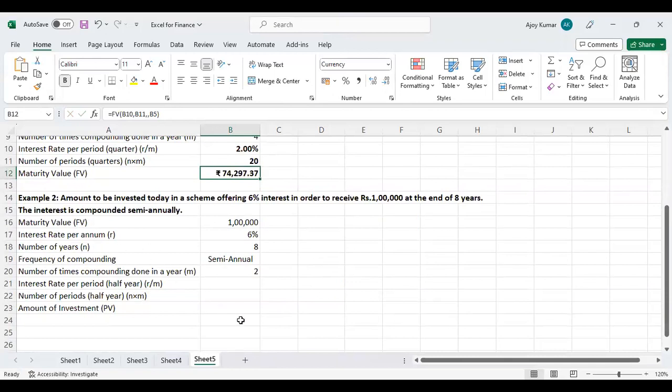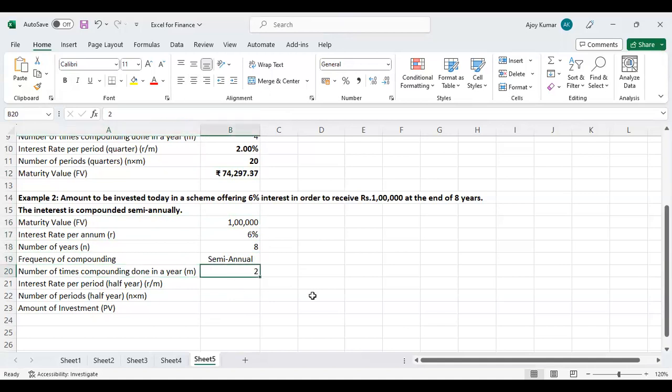Now let us look at another example where we talk about present value. What is the amount to be invested today in a scheme offering 6% interest in order to receive rupees 1 lakh at the end of 8 years? The interest is compounded semi-annually. So now I'm talking about receiving 1 lakh rupees at the end of 8 years. So 1 lakh is the maturity value of my deposit, which is the future value. Interest rate R is 6%. Number of years is 8 years. Frequency of compounding is semi-annual. Therefore, number of times compounding is done in a year, or m, is 2.